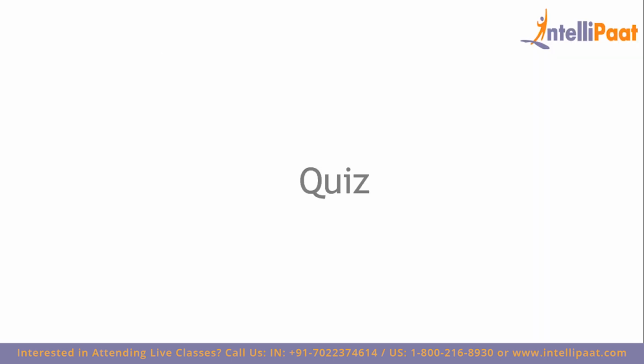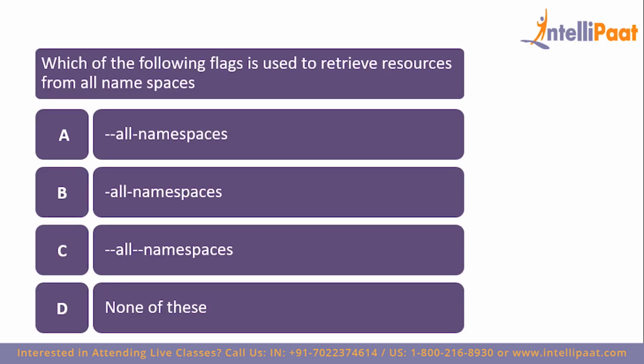So guys, we have reached the quiz section of our session now. We have one very simple question for you. I'll lay that question down and you can comment your answers down below and we'll reply to you so that you can find out if you have answered correctly. So please do comment down below. Here's your question: which of the following flags is used to retrieve resources from all namespaces? Mind you, we are saying all namespaces. We have seen that in this session during the hands-on section, if you remember correctly.